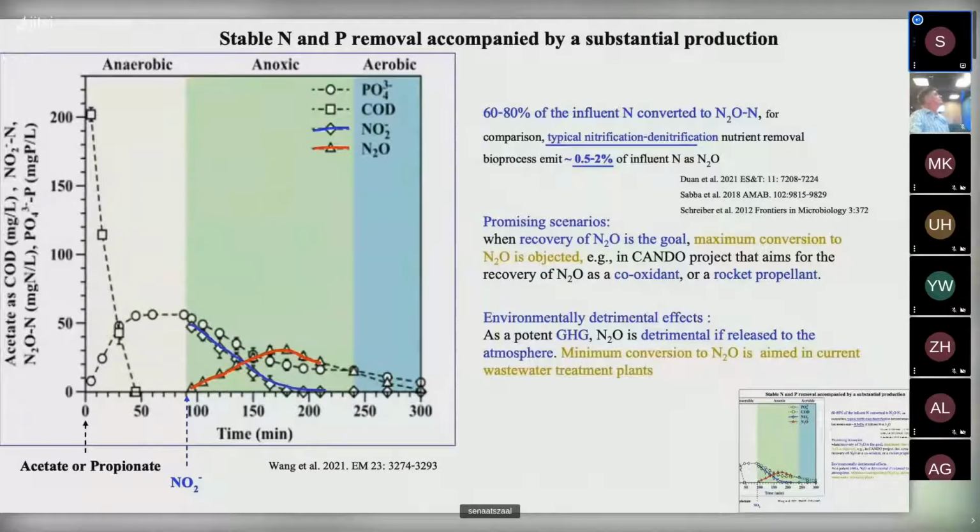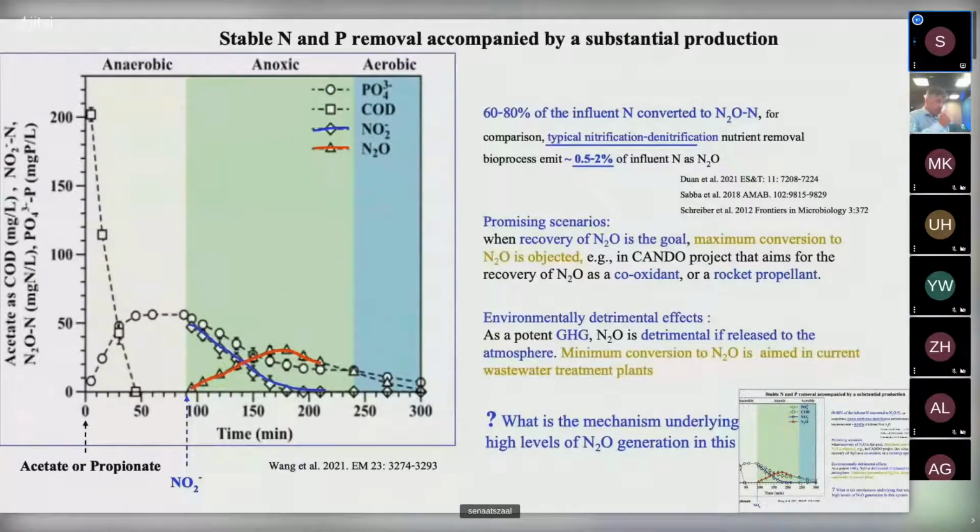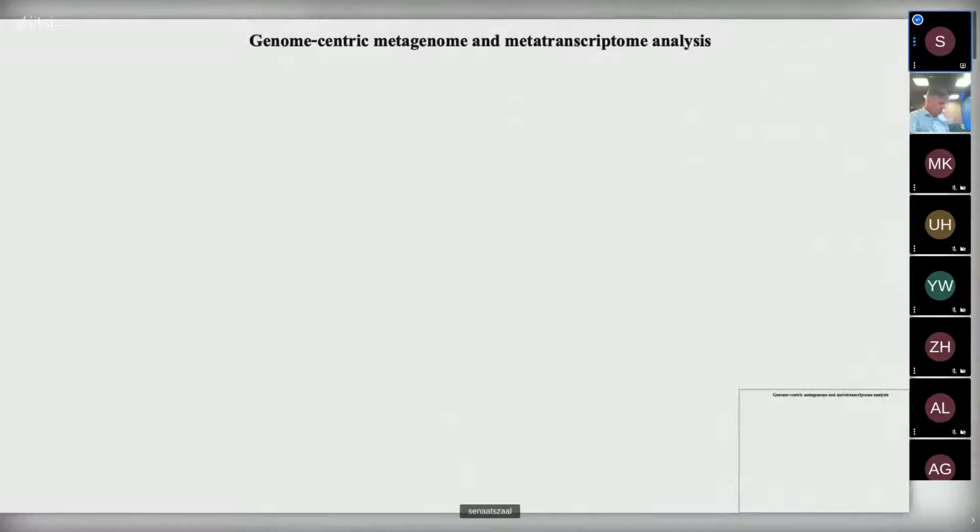So, to be able to manipulate nitrous oxide generation, to either maximize or minimize it, it's essential for us to understand why. What is the mechanism underlying this unusually high nitrous oxide generation? A genome-centric metagenome and metatranscriptome approach was employed in this study to uncover the underlying microbial processes.